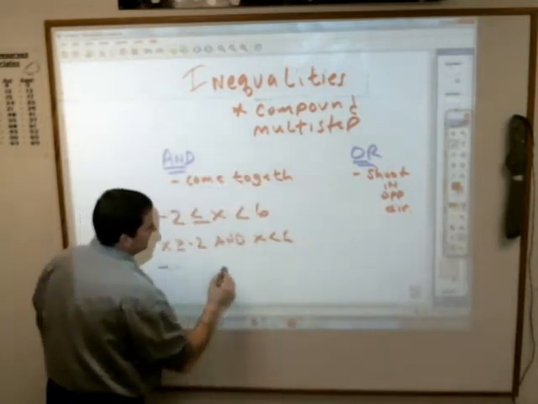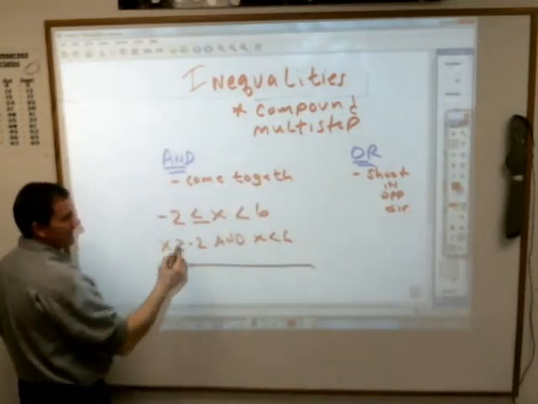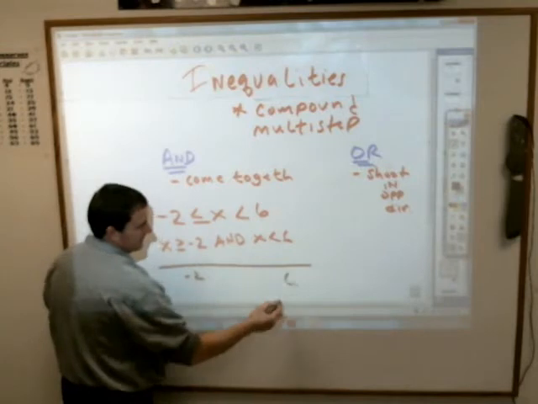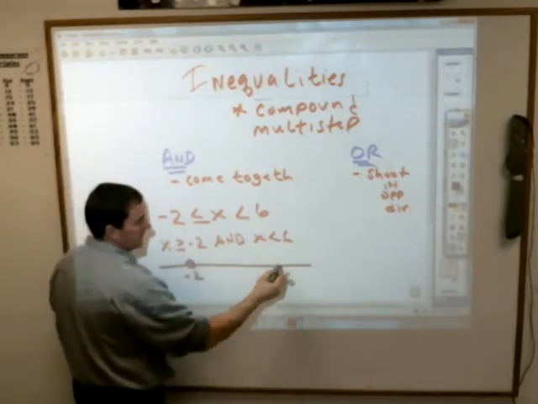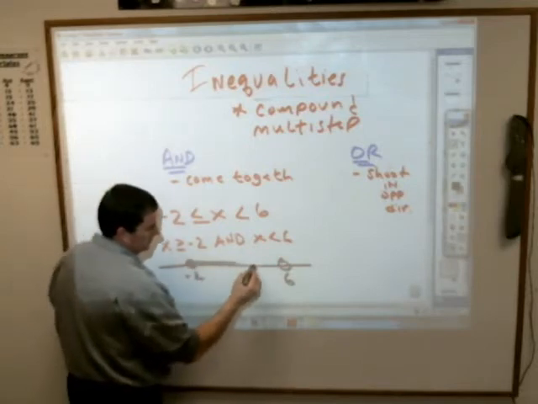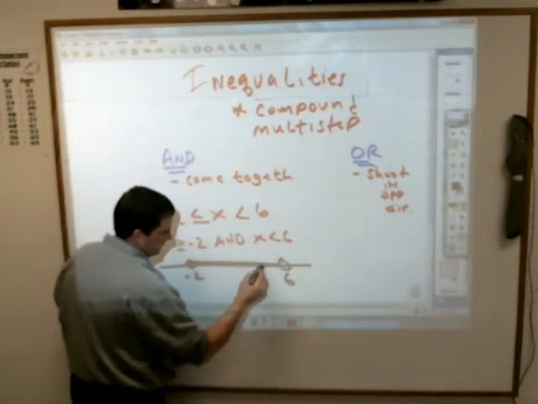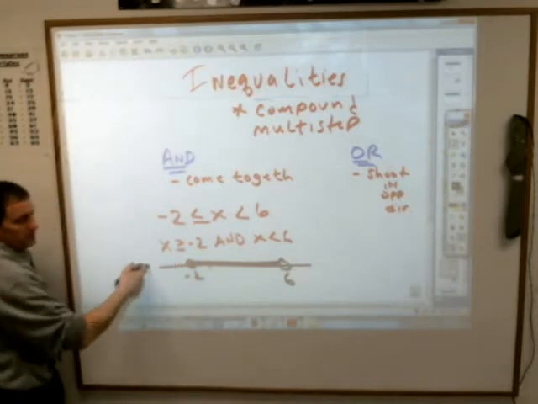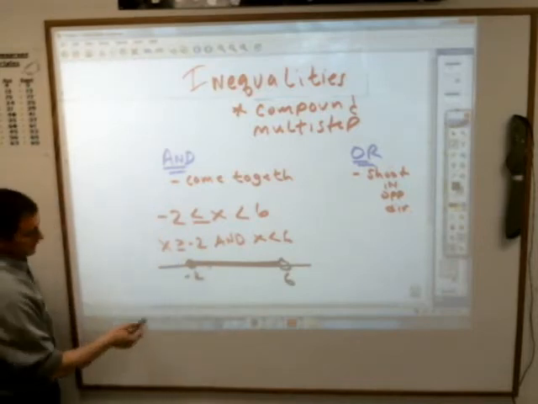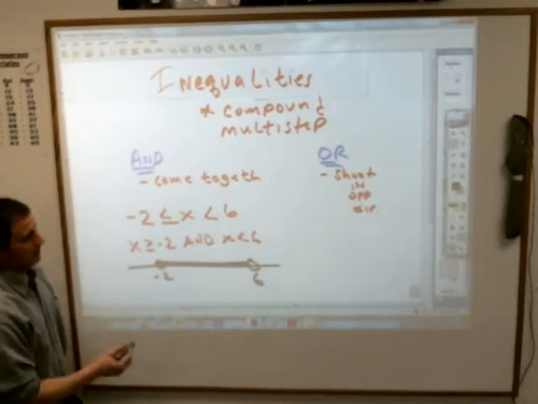when you graph it, it's as easy as this. You're going to have a dot at -2 and a dot at 6. Because this is equal to, you color it in, and because this is not, it's open, and you color in between the circles. Some of you for some reason were drawing things over here and making arrows. I don't know where that came from because I never told you.